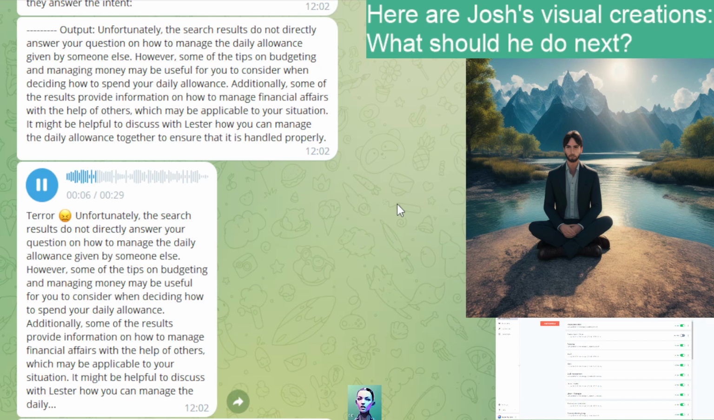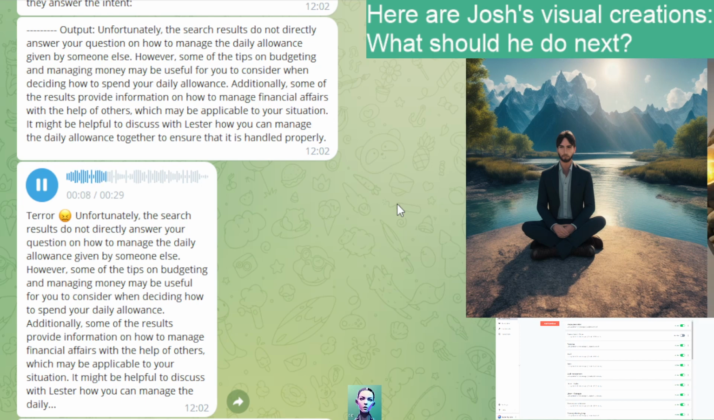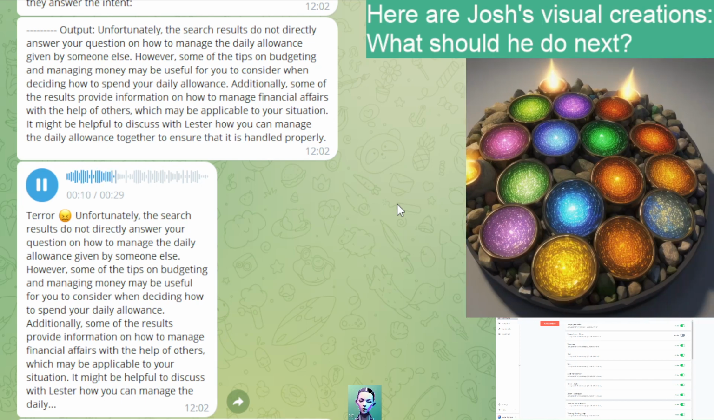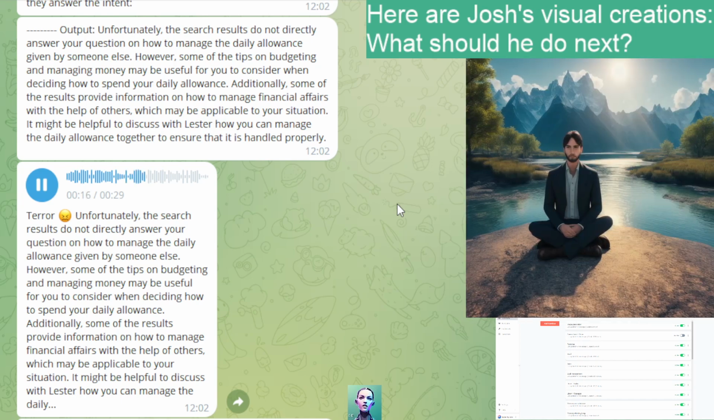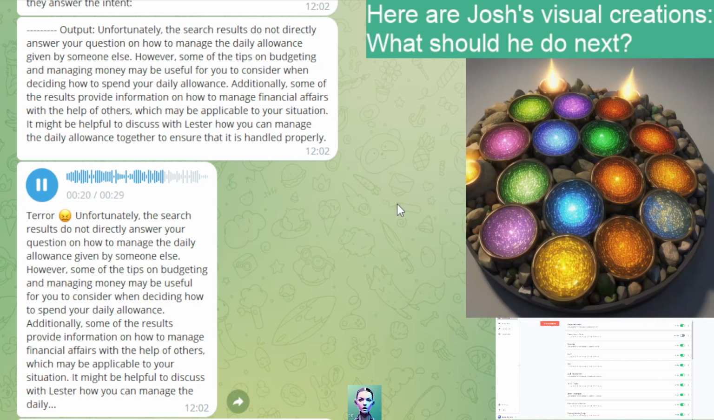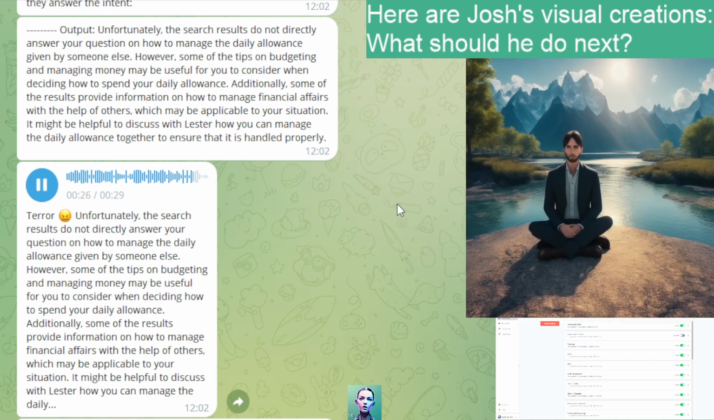Unfortunately, the search results do not directly answer your question on how to manage the daily allowance given by someone else. However, some of the tips on budgeting and managing money may be useful for you to consider when deciding how to spend your daily allowance. Additionally, some of the results provide information on how to manage financial affairs with the help of others, which may be applicable to your situation. It might be helpful to discuss with Lester how you can manage the daily allowance together to ensure that it is handled properly.